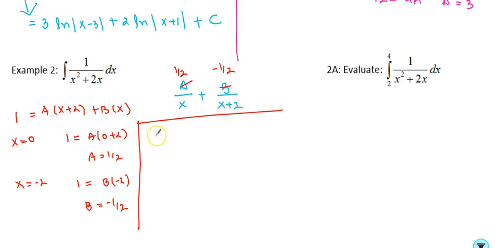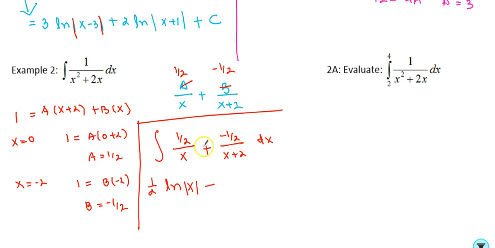Let's not forget our original question was, how do we integrate 1/2 over x plus -1/2 over x plus 2 dx. This becomes 1/2 ln of x. The absolute value bars must be there. Minus, I can take the negative sign outside, 1/2 ln of x plus 2, plus c.